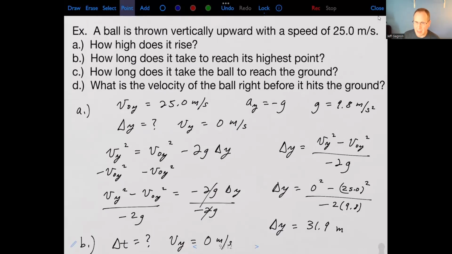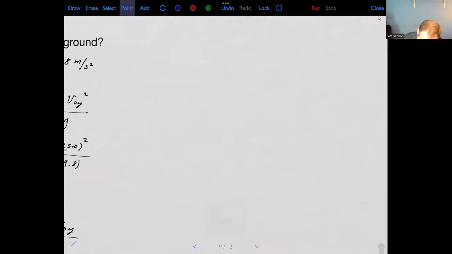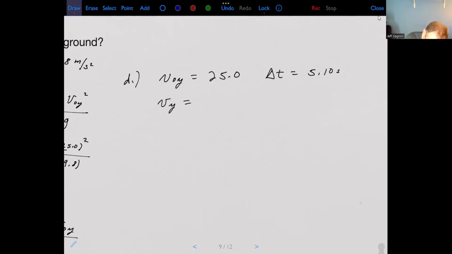Okay, well, we know the time it takes to leave the person's hand, go up to the peak and come back down. That was like 5.10 seconds. And we want to know the velocity right before it hits the ground. So again, what do we know here for part D? We know the initial velocity, that was the same, right? That's going to be 25. We know the total time that was in the air, the time of flight, the time to go all the way up and come down was 5.10 seconds. Of course, we know g is 9.8, and we want to find the final velocity, Vy.